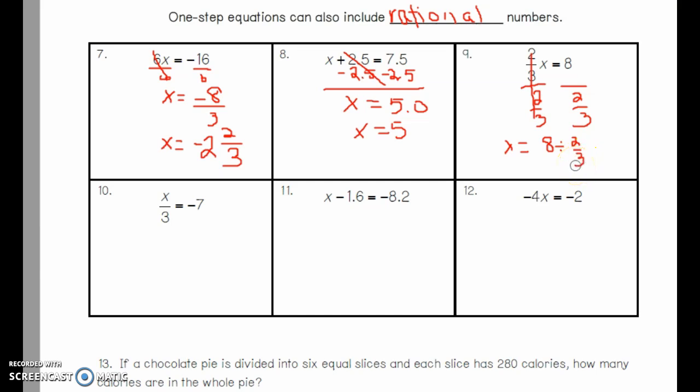I know when I divide fractions, I have to write my 8 as a fraction over 1. I change this to multiplication, and I flip. So now it's 3/2.